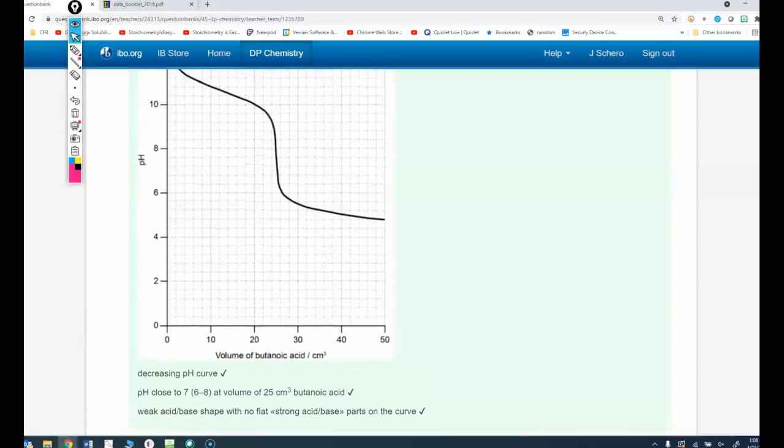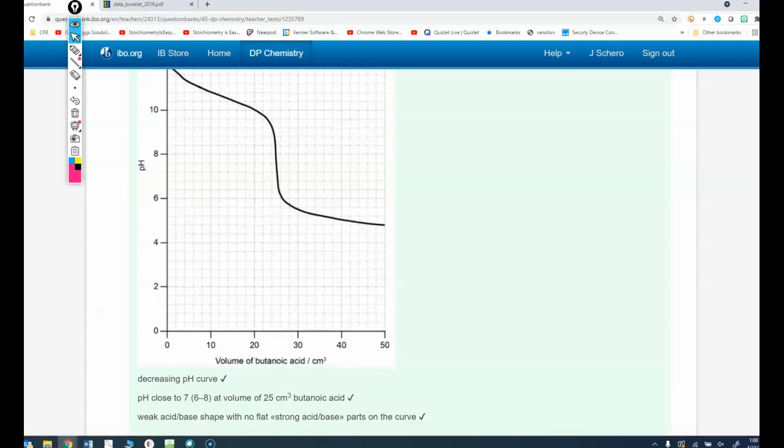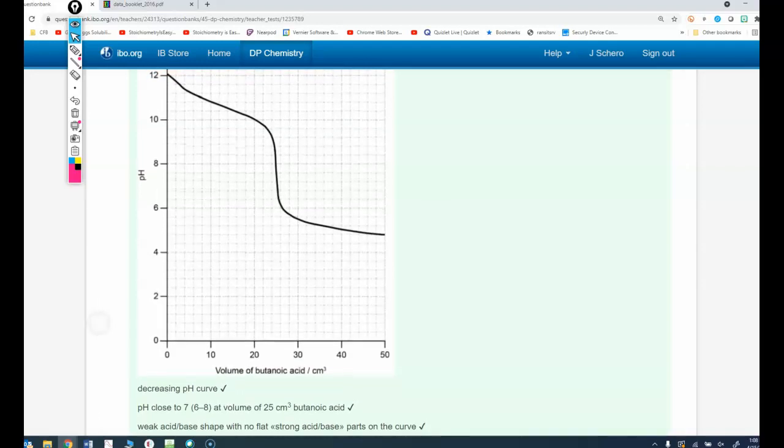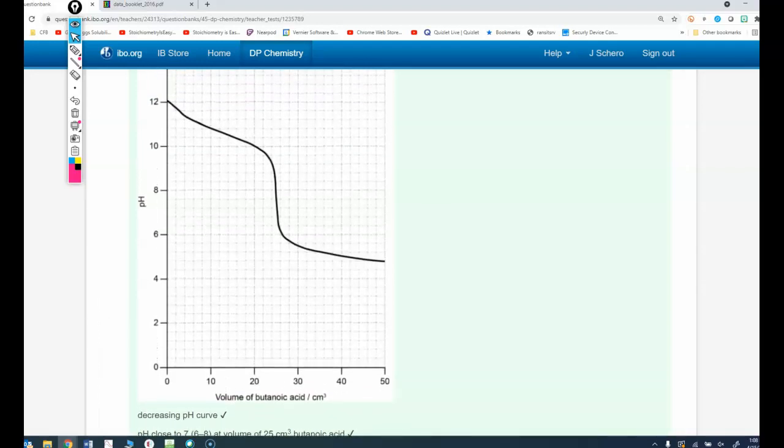It's a decreasing pH curve, with pH close to 7 because you have a weak acid and a weak base. They don't know for sure that it's going to be a pH of exactly 7, but somewhere close to 7, so in the neighborhood of 6 to 8. So this is a weak acid-base shape with no flat, strong acid-base parts on the curve. In other words, you notice there are no plateaus. It is still a sloping line in all cases.